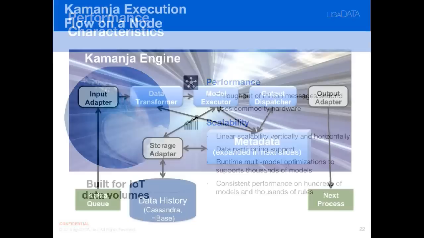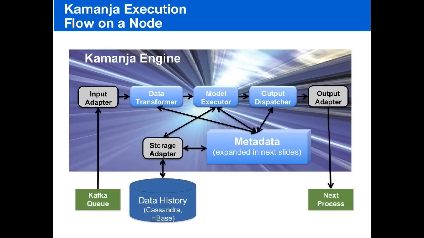So a little bit of detail getting into some architecture slides. So we have the Kafka queue on the bottom left, and that's feeding into the input adapter. So the input adapter and the output adapters are the same, the way you would have an adapter for HBase, or you'd have an adapter for something else. So we go through a data transformer, model execution, output dispatcher. So the metadata is a module, a component that we access for a lot of our components. So that's the data about the data, configuration, different types of things.